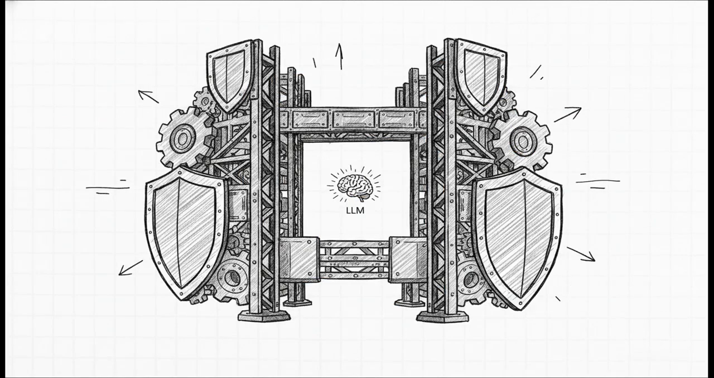So, here are the key takeaways to wrap this up. Picking an LLM is the easy part. Engineering the architecture around it is what actually dictates your scalability, your reliability, and your business value.